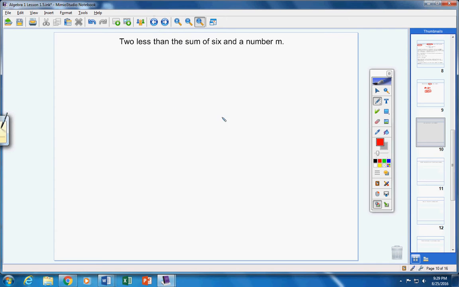Let's try another one. I'll wait a second here while you copy that down. Go ahead and copy that in your notes, please. Copy that down, please. 2 less than the sum of 6 and the number n.